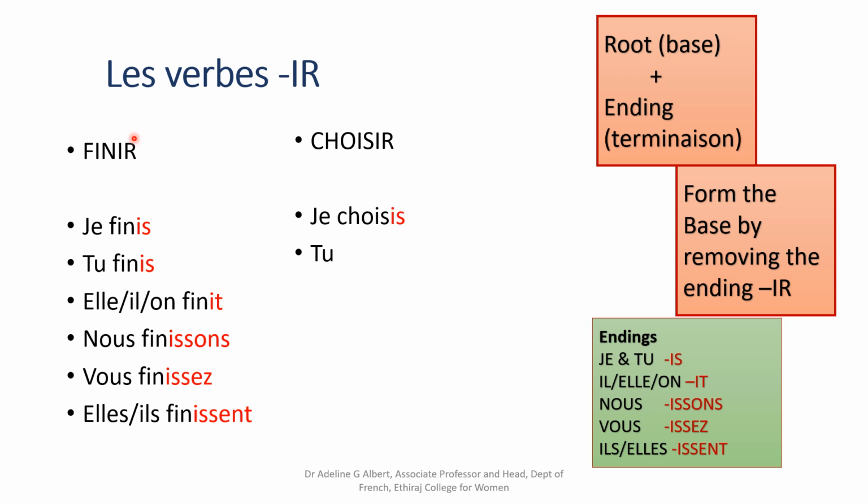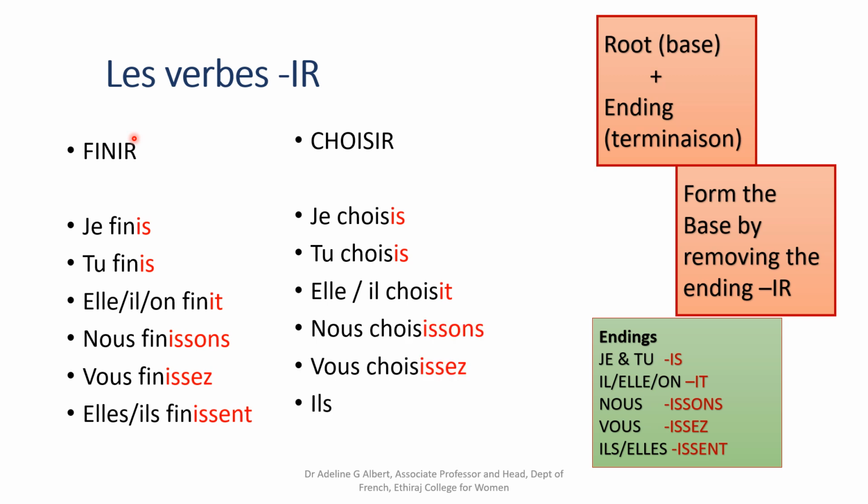The next verb we look at is choisir. Je choisis, tu choisis, il choisit, elle choisit, on choisit. Nous choisissons, vous choisissez, ils, elles choisissent. So here you have to be careful because many of you do not think that IS is the ending and you leave it as such. You just put ONS. But remember, the ending for IR verbs is ISSONS.